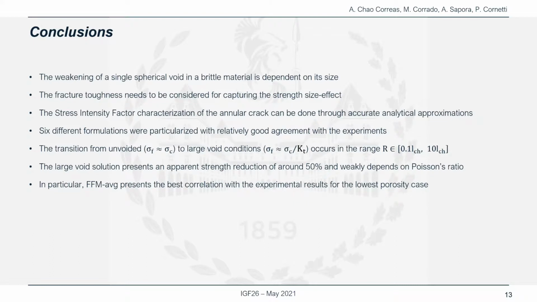In the first place, the weakening due to a single spherical void in a brittle material is dependent on the pore size, and this behavior is toughness related. To characterize the stress intensity factor of an annular crack surrounding the spherical void, accurate semi-analytical expressions might be derived. Six different frameworks have been developed with good agreement between them. All of them place the transition from unvoided to large void solutions between pore radii from 0.1 to 10 times the Irwin length. The latter solution leads to a strength reduction of up to 50%, weakly dependent on the Poisson's ratio. In particular, finite fracture mechanics average stress presents rather good agreement with the lowest porosity case of the experimental results.